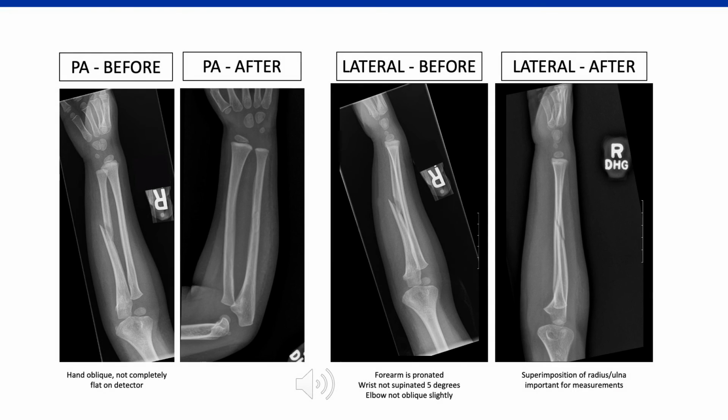Let's take a look side by side of 2 x-rays of the same patient, but different positioning. See how positioning can definitely alter your plan of treatment. So on the first image, the hand is oblique and not completely flat on the detector. Not a true PA position. So this could make your fracture look way worse than it actually is. Let's look at the lateral. Like we discussed earlier, this arm is left in its natural pronated position. The radius and ulna are not superimposed on top of each other, so you're going to have a difficult time checking alignment. It's important to supinate the wrist 5 degrees with a slight internal oblique of the elbow.